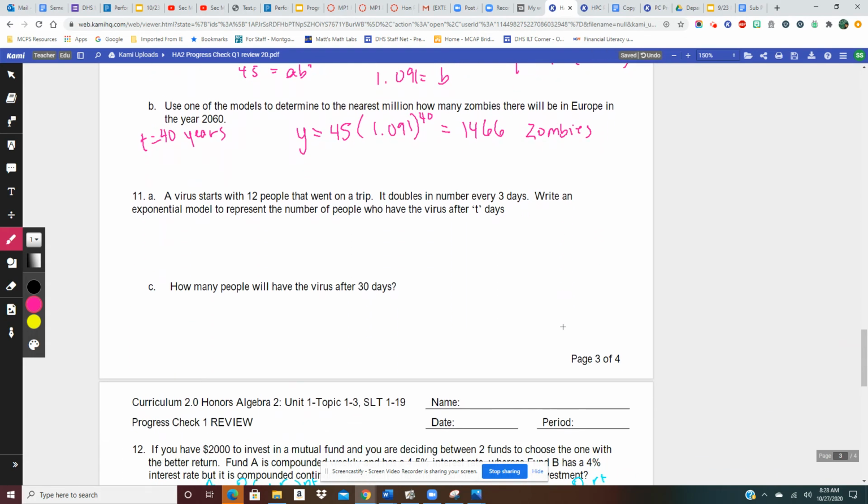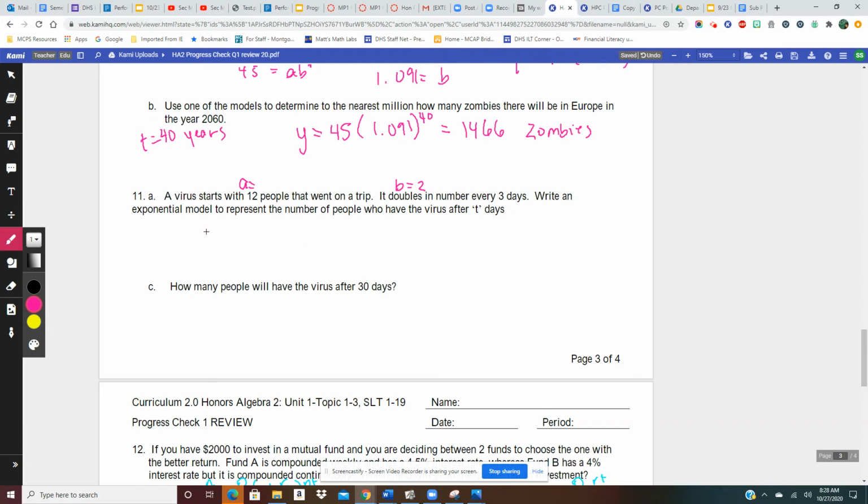This one's telling you what your multiplier is, so you don't have to actually do this whole 2 points thing. So it's starting with 12 people, so my A is 12. And then it's doubling. That's telling you what you're multiplying by. When you're doubling, your B value is going to be 2, every 3 days. So when you want to show every 3 days, you're going to divide by 3 for your exponent.